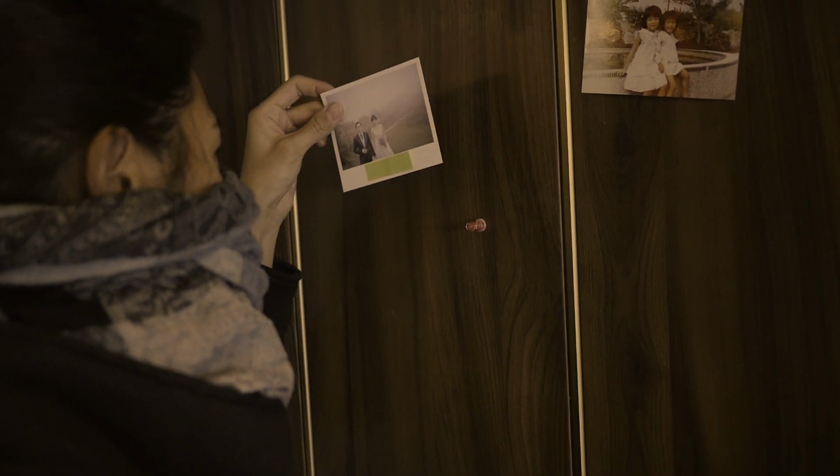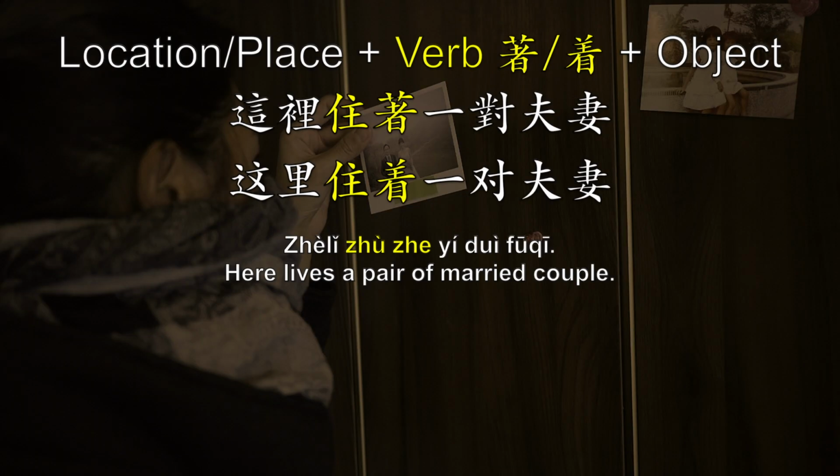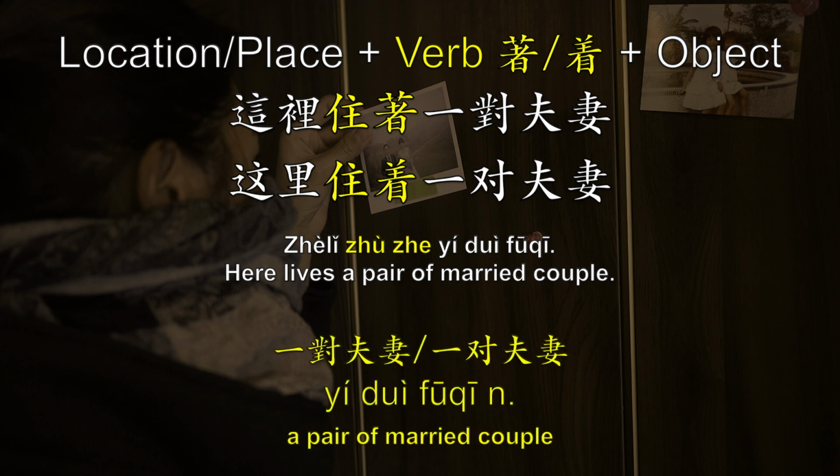这里住着一对夫妻。Here lives a pair of married couple. 住 to live. 对 a pair of. 夫妻 married couple. 一对夫妻 a pair of married couple.